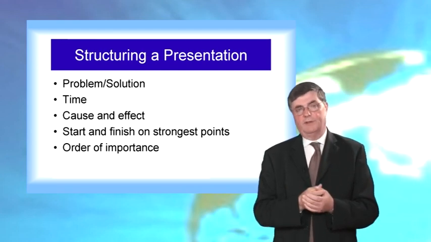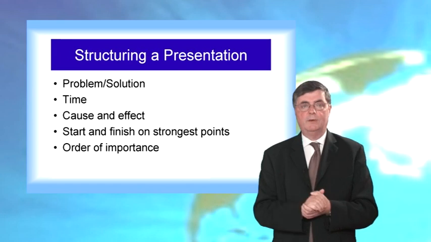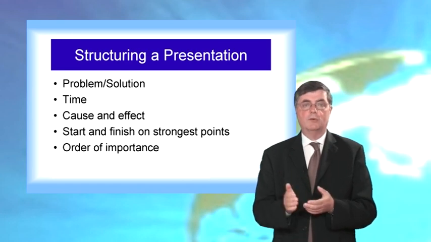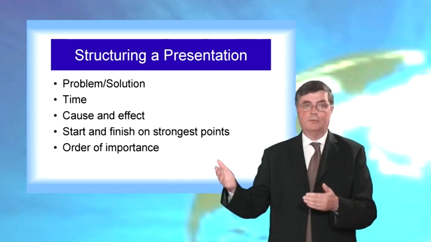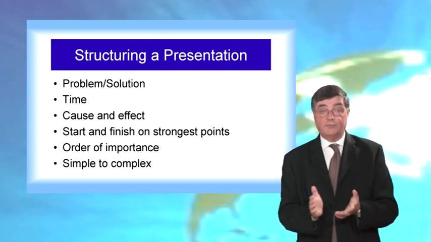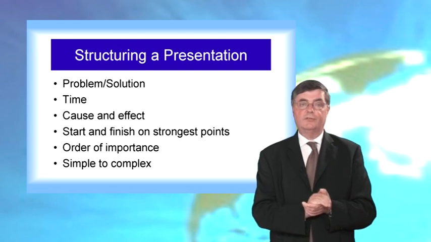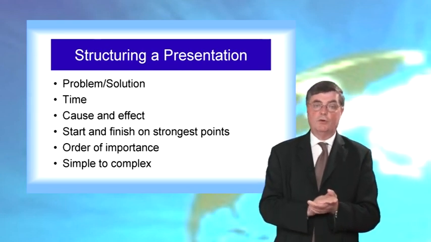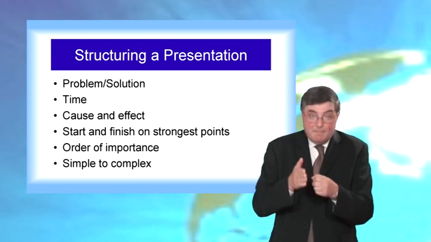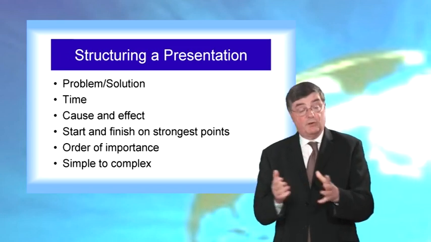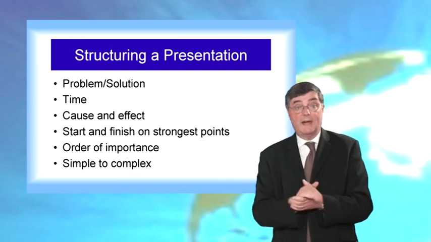Order of importance is another way of doing it, highlighting the main points you're delivering in order of increased importance, trying to get them over so they are actually linking through. Simple to complex is a nice way of doing it. Ideas are listed from the simplest to the most complex. So you're hooking your audience in. It's easy for them to remember. Then begin to build your story up. And of course, this could be done in reverse order as well.